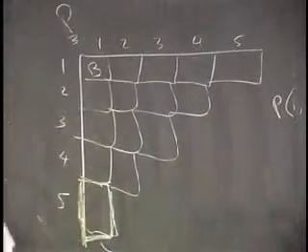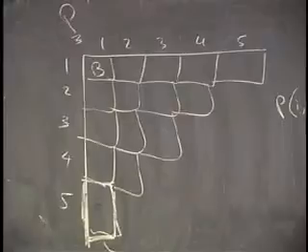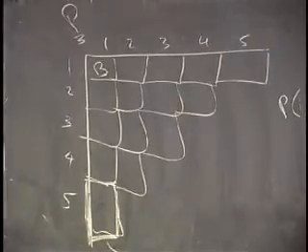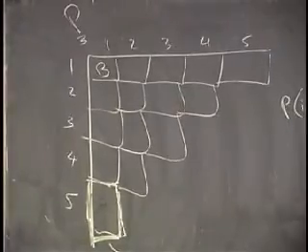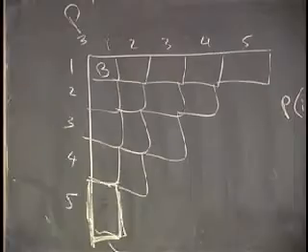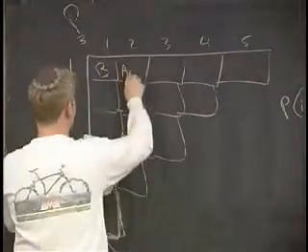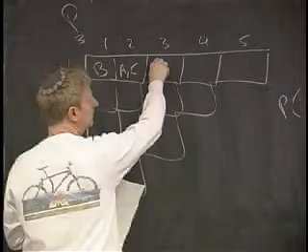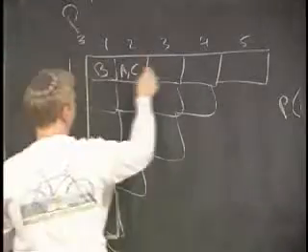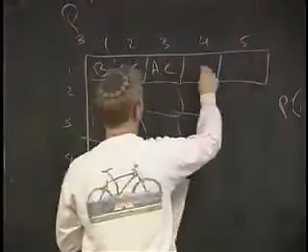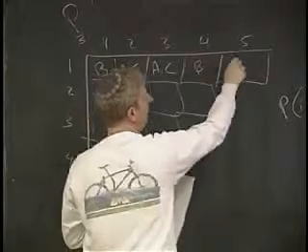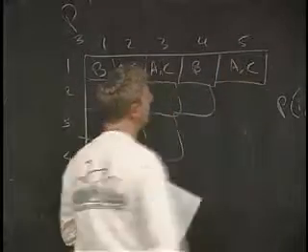2, 1. A and C. That's the 0. Second character, 1 character long. So A and C. 3, 1. It's the same character, A and C. 4, 1 is B, and 5, A and C.